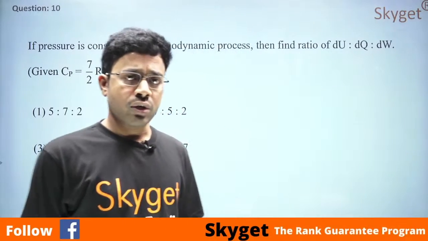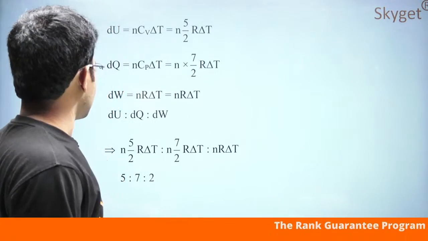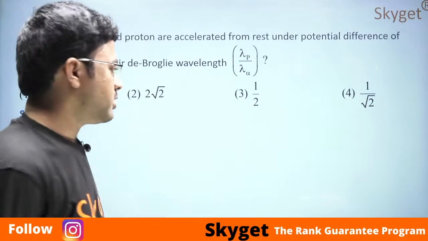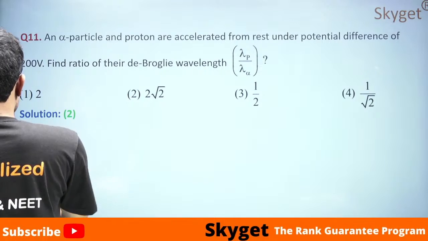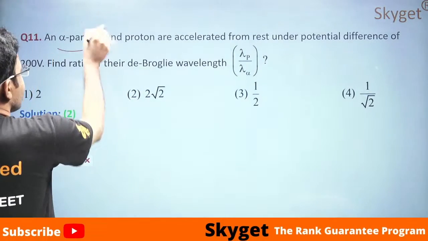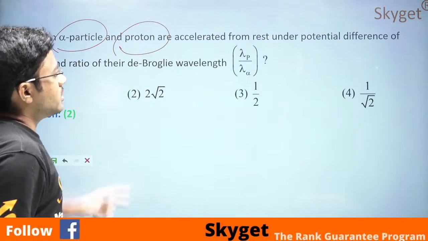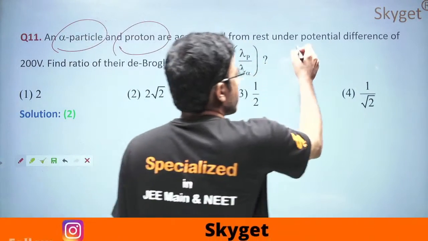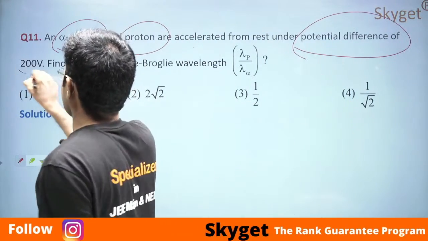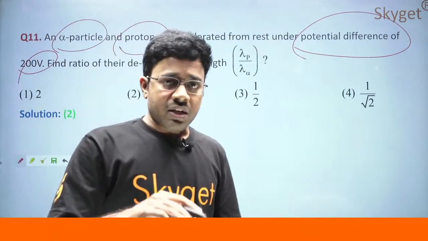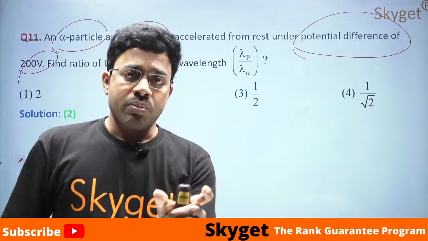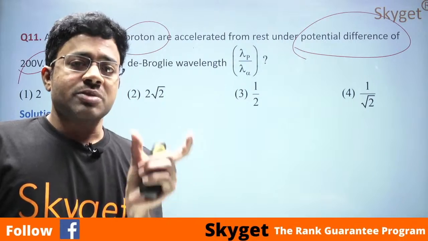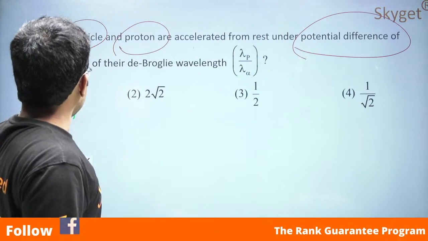And hi students, now we are going to start from problem number 11. In this problem he has given two charged particles with various masses. Those two particles are the alpha particle and the proton. These two particles are accelerated from rest under a potential difference of 200 volts. That is, the same potential difference is applied for both charged particles having various masses.